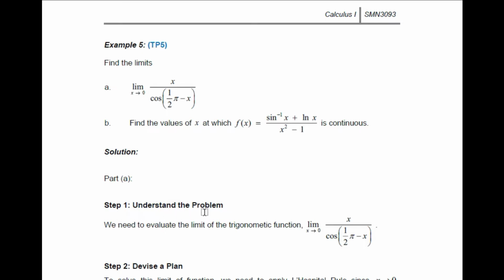Step 1. Understand the problem. In part A, we need to evaluate the limit of a trigonometric function, the limit of x over cos(π/2 − x) as x approaches 0.